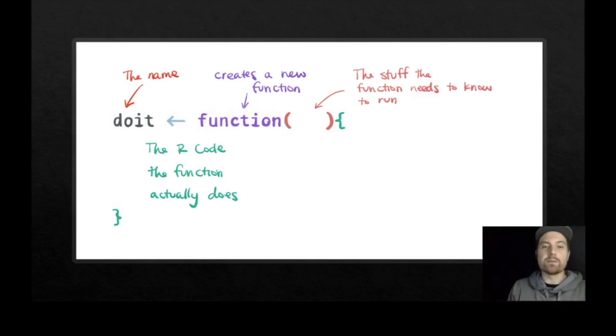One of the most important pieces of creating your own function is actually the function. It is the function called function. What we do is we write function, and then we have parentheses, and inside of those parentheses is going to be the stuff that the function needs to know to run. We're going to tell it these are the things that it needs to know. And then on the outside of those parentheses, you have a curly bracket, an open one, and then at the end of the function is a closed one. Everything in between the two curly brackets is what the function's actually going to do.